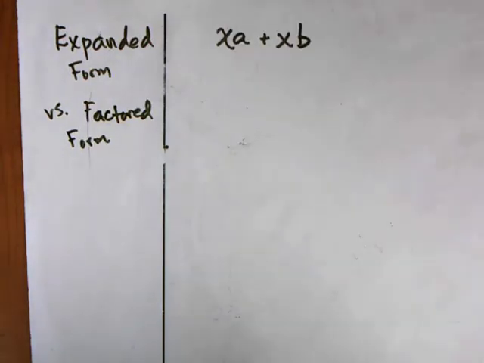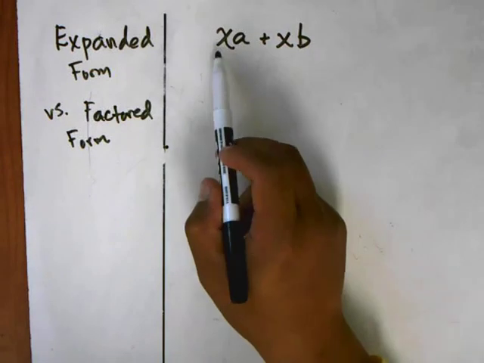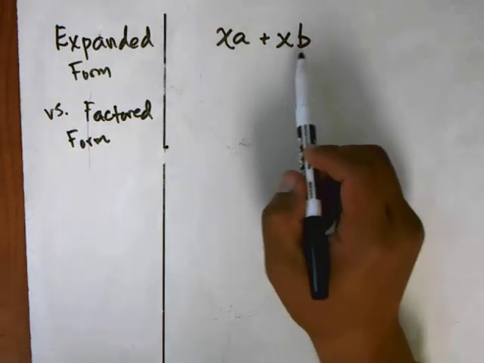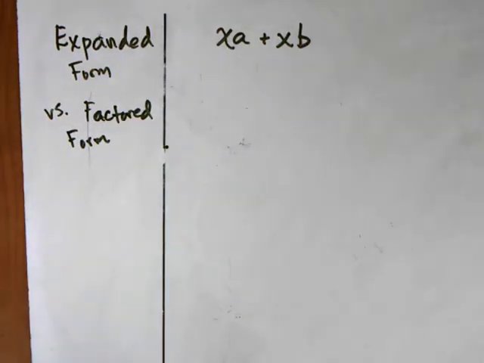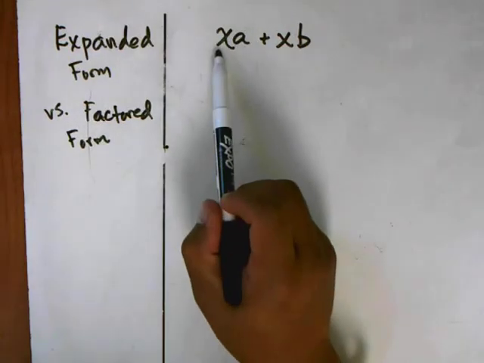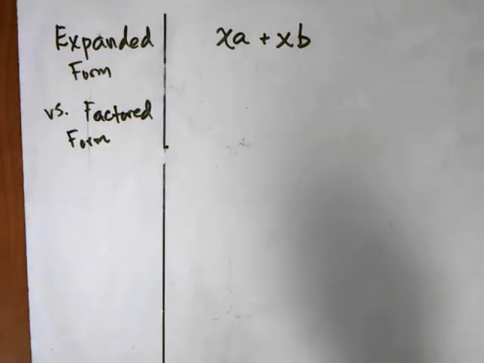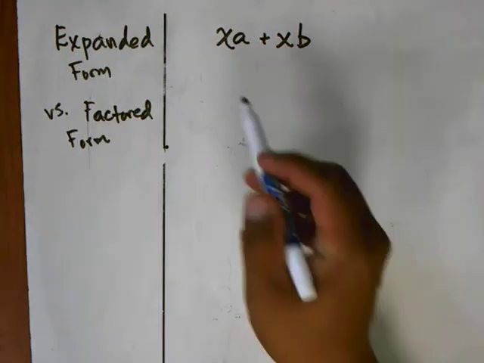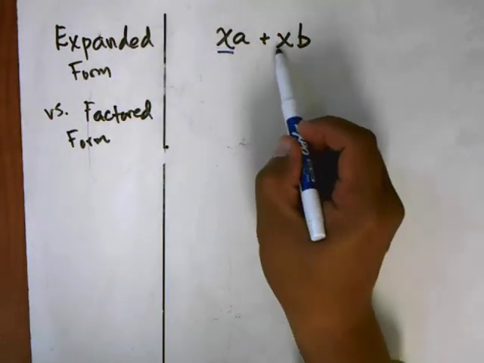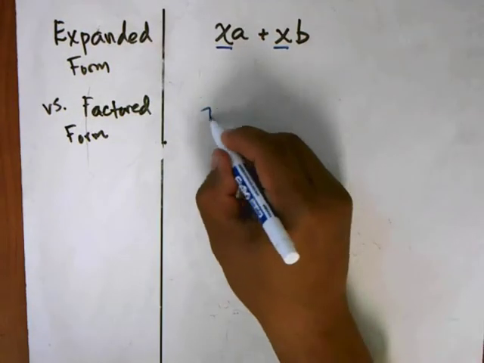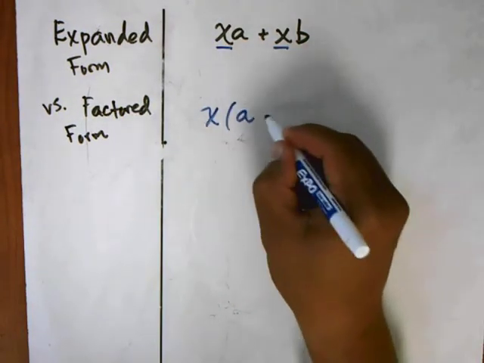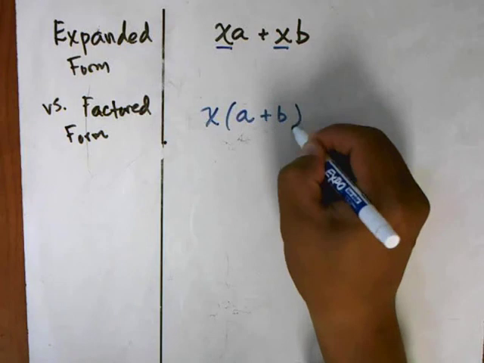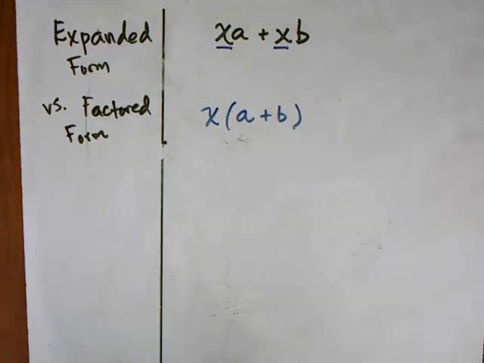Okay, so x times a plus x times b. That's expanded form, where you have a product plus another product. But we know from prior algebra classes that this expression can be factored because it has a common factor, which is x. So we can factor that out. We get x times quantity a plus b. Okay? And so that's mostly all there is to this topic.